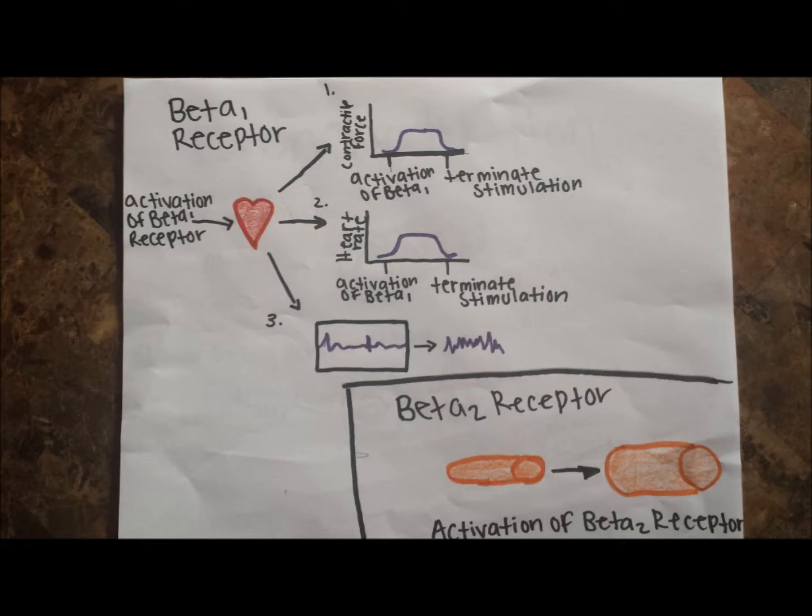A few of the receptors involved in the sympathetic nervous system are the beta-1 receptor, beta-2 receptor, and the alpha-1 receptor. The beta-1 receptor is dominant in the normal heart. Activation of this receptor leads to an increase of contractile force and heart rate. The beta-2 receptor is dominant in the vascular and non-vascular smooth muscle. Activation of the beta-2 receptor leads to vascular and non-vascular relaxation. Drugs that activate the beta-2 receptor can be used to treat asthma.